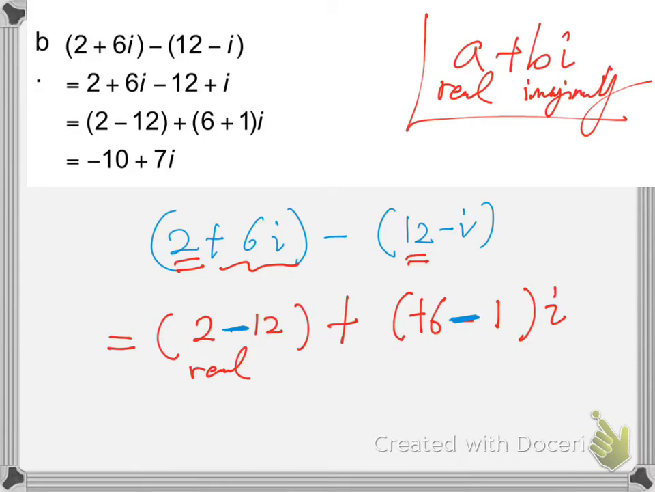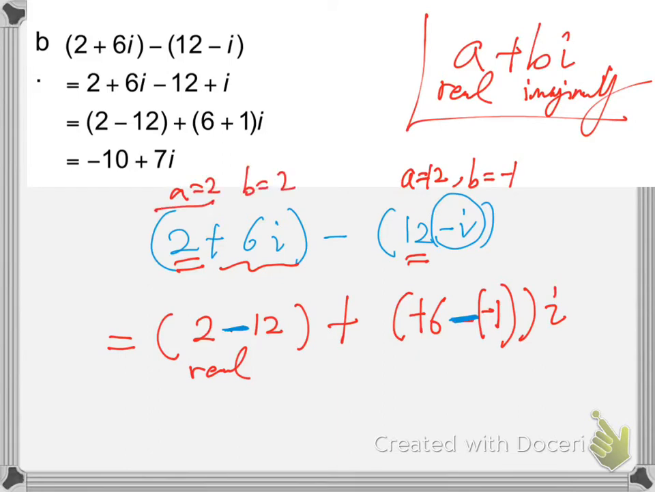And then we got minus -1, right? Here is -1. So it's minus, not 1, minus -1. So let's rewrite this as a complex number. A is 12, B is -1. So this is, A is 2, B is 6. So it's A part minus A part, 2 minus 12.